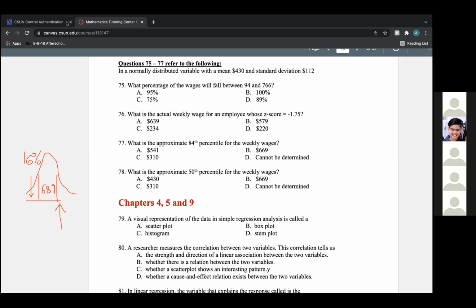What is the actual weekly wage for an employee whose Z-score is negative 1.75? So here, we do not need a calculator. I mean, you do, but not the CDF part of the calculator. Z-scores to data, that's just your Z-score formula. What do you get for that formula? Are we trying to solve for X? Yeah, for the data point. What is the actual weekly wage? That's your data. You would have to solve for X, right? Yep, that's exactly it.